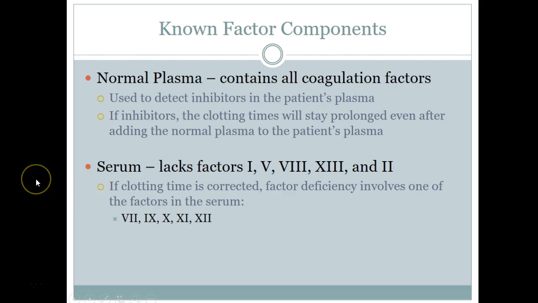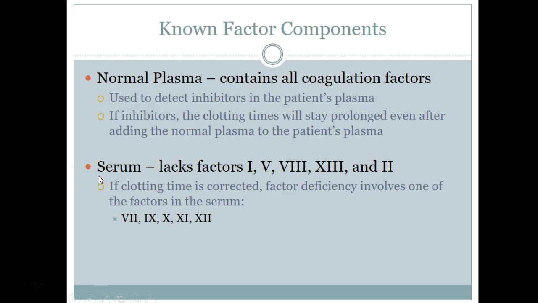All right, so the key is knowing what's in every single thing. Normal plasma is going to contain all the coagulation factors. This is used a lot to detect different inhibitors that can circulate in somebody's plasma that will inhibit the testing in the analyzer. There are different lupus antibodies, things like that, that can inhibit the testing process. So this is just used to screen for that.